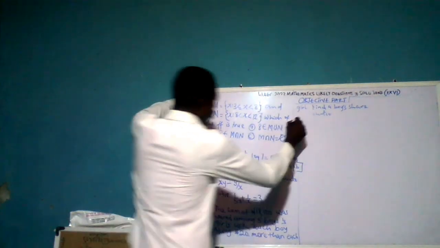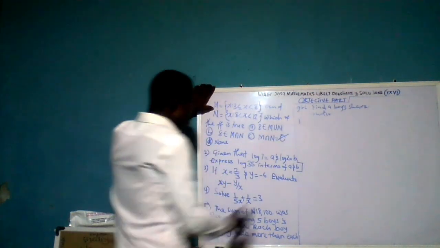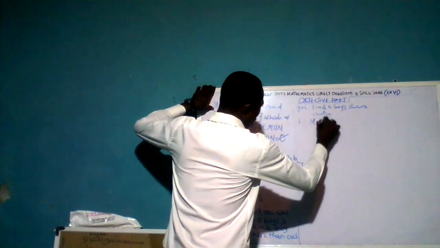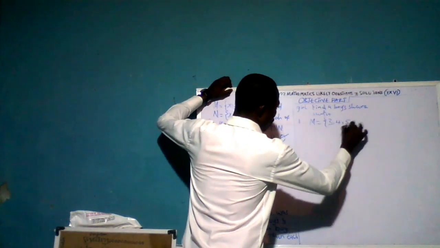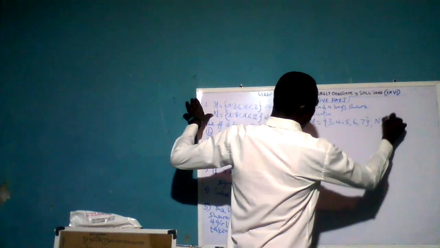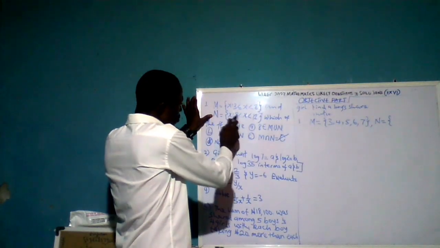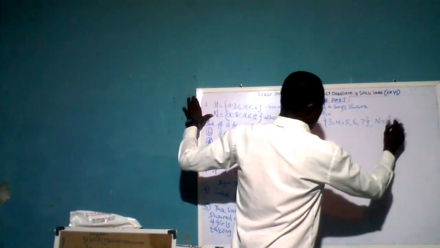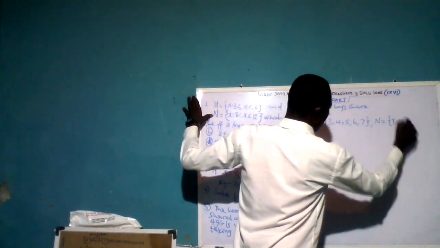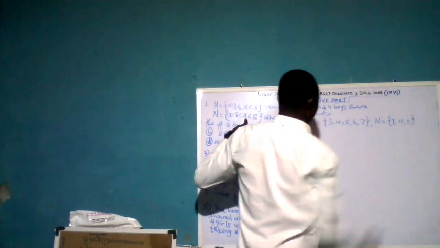Solution number 1. What you need to do is to list out by interpretation the elements of M. By interpretation, you have the elements of M to be 3, 4, 5, 6, 7. Then the elements of N by interpretation: since x is an element of N and x is greater than 8, it starts from 9, then followed by 10, then you have 11. Don't forget that x is less than 12, so you have all these as elements of N.